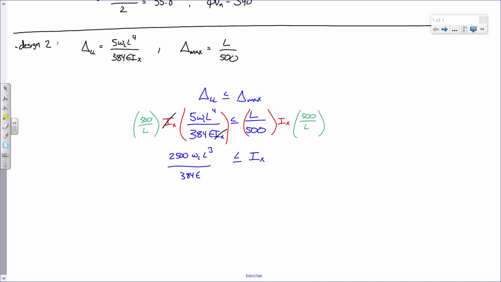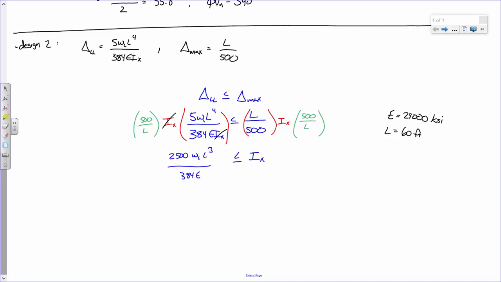Algebra helps. Sound good? Now, here's the thing. I find that it's pretty easy when doing these problems if you just convert everything to a base unit system. It's a little different than how we've done deflections in the past, but I just find it to be kind of easier. See, E is 29,000 ksi. What is the length?